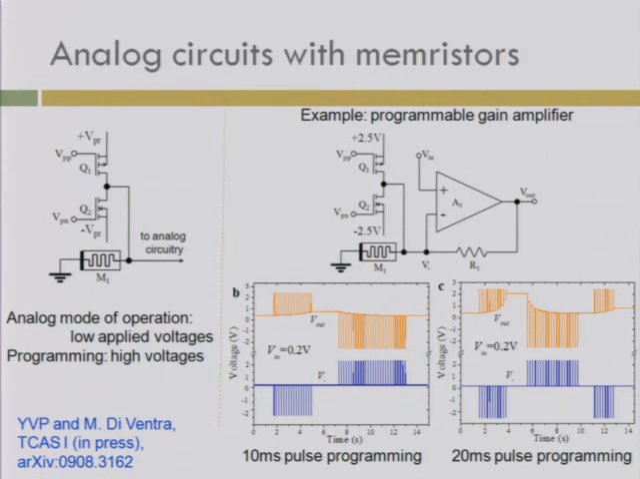So we apply a constant voltage on the positive input, and here we monitor the output voltage. The output voltage changes at each pulse, and it changes because the state of the memristor changes. So we can also change the pulse width and obtain a more rough change of the gain.